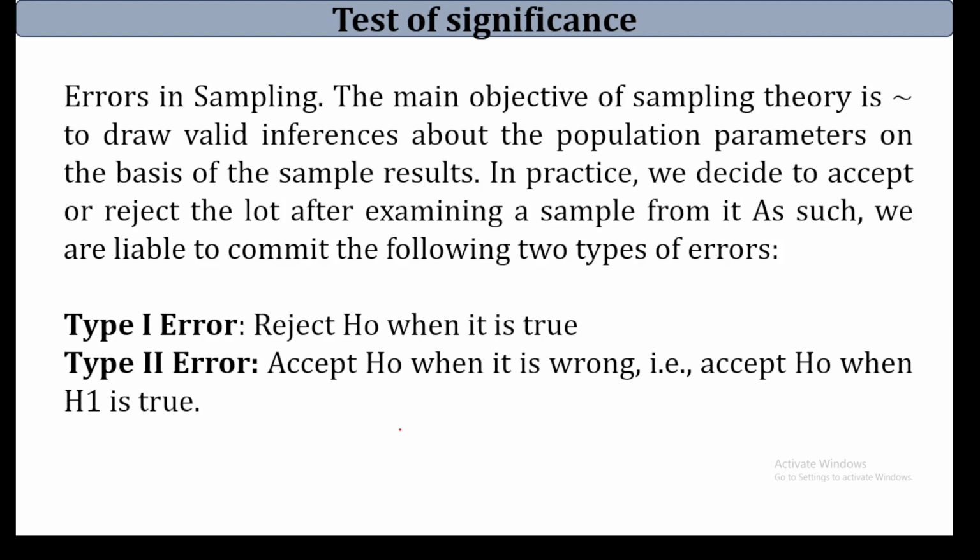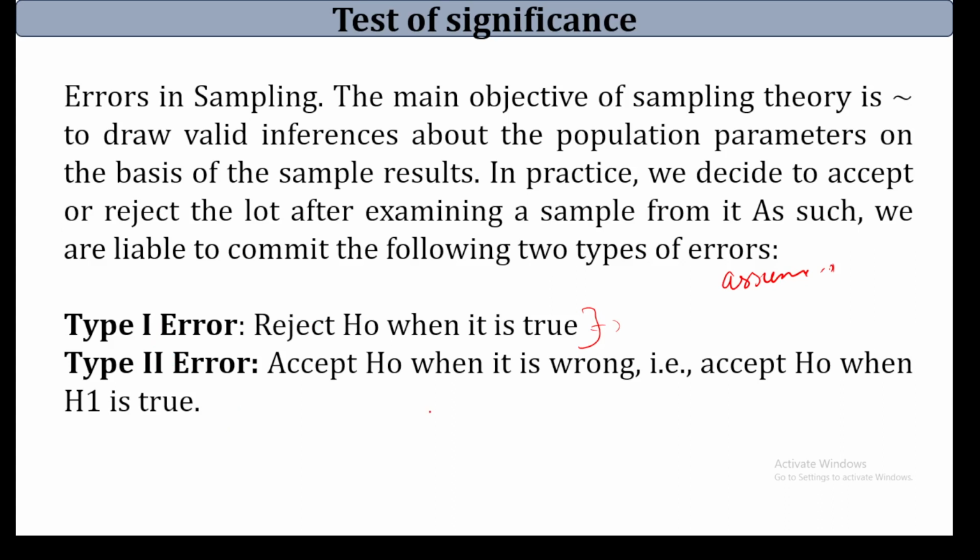When we are doing the significance testing, we can make some errors. The first error we define is the type 1 error, which means we reject H naught when it is true. Let's say the assumption is true, but we have rejected it, though in actual it was true. That type of error is called a type 1 error.